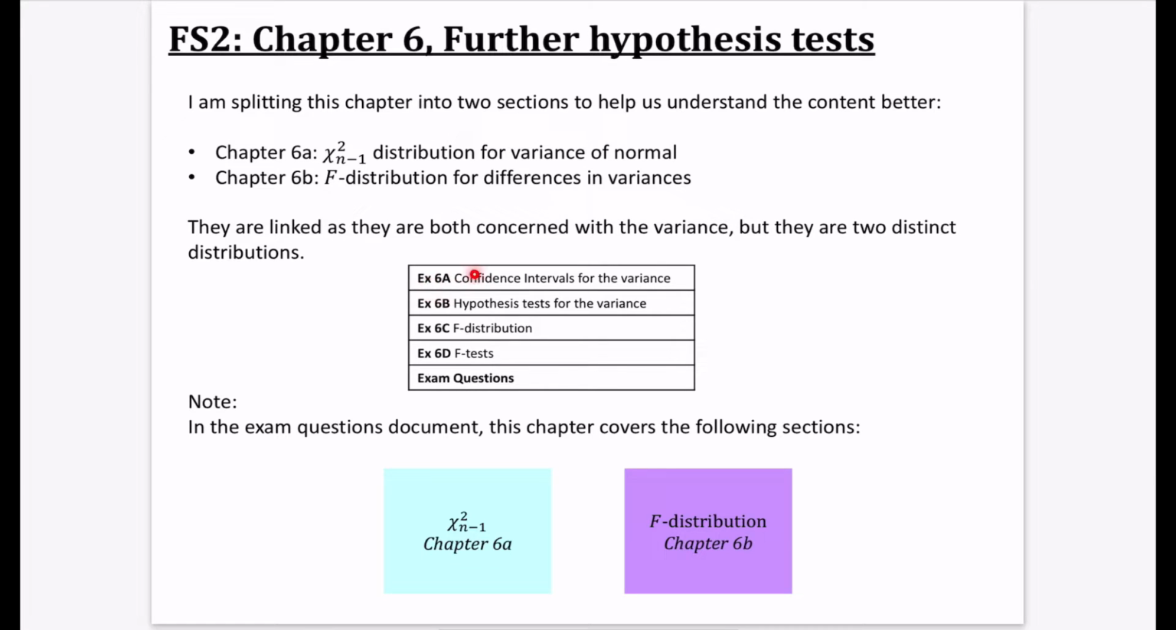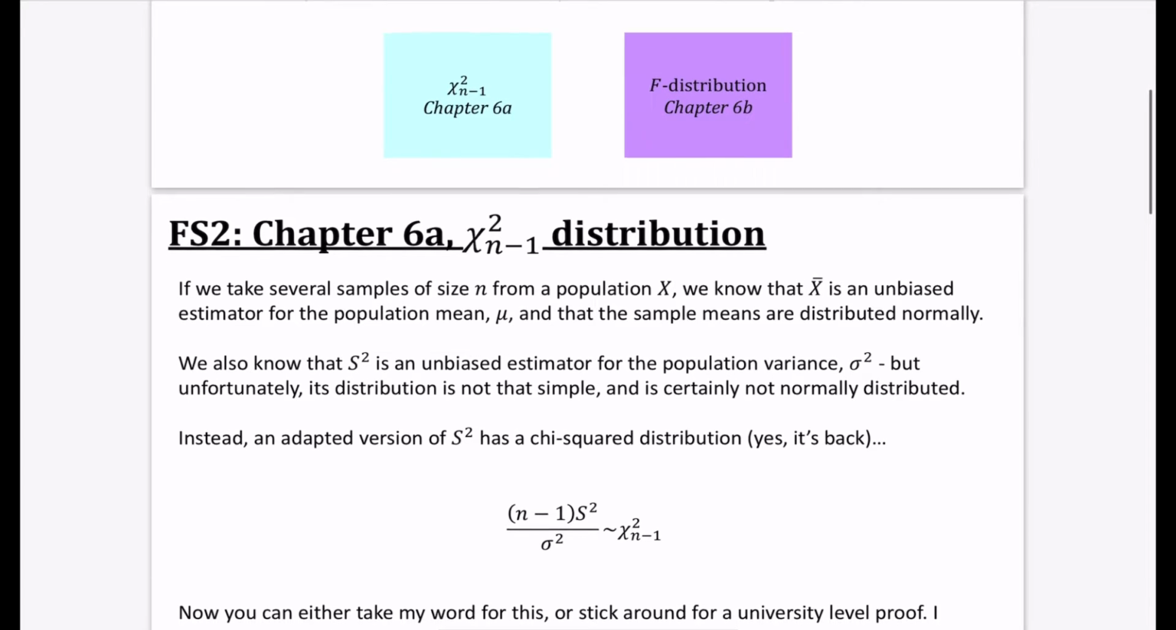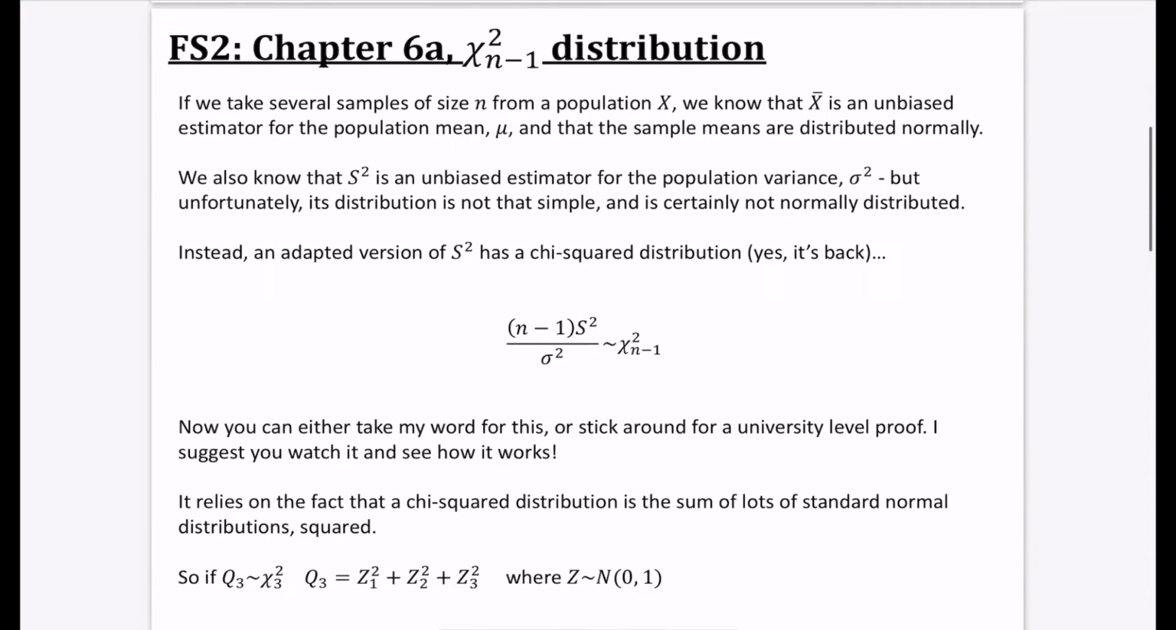So the first half of the chapter, 6A, is going to be these two exercises that we have here. And then the second half of the chapter, chapter 6B, are the 6C and 6D exercises. In the exam questions document, this chapter covers the following sections. So the green part is this chi-squared distribution stuff, which is to do with hypothesis testing on the variance of a normal. And then the F distribution is going to be the stuff that's associated with these yellow bits that we've got here. Now, there's going to be a pretty crazy proof coming up in this video that you can skip if you want to, but it's kind of fun to see what university level statistics might look like.